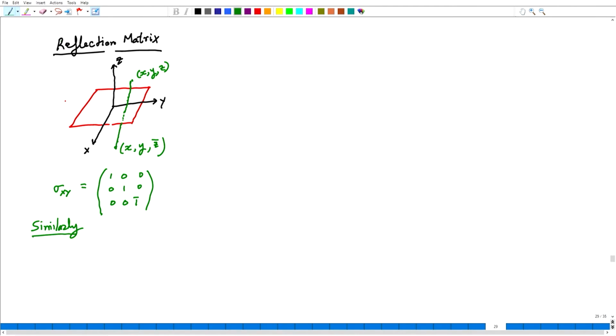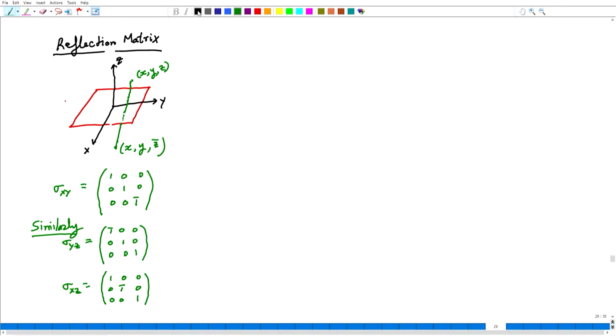if the mirror was in the yz plane, which means the x axis is normal, sigma yz would be, the first row now minus 1, 0, 0, 0, 1, 0, 0, 0, 1. And suppose the mirror is in the xz plane, which means the y axis is now normal to the mirror plane. The matrix would be 1, 0, 0, 0, minus 1, 0, 0, 0, 1.